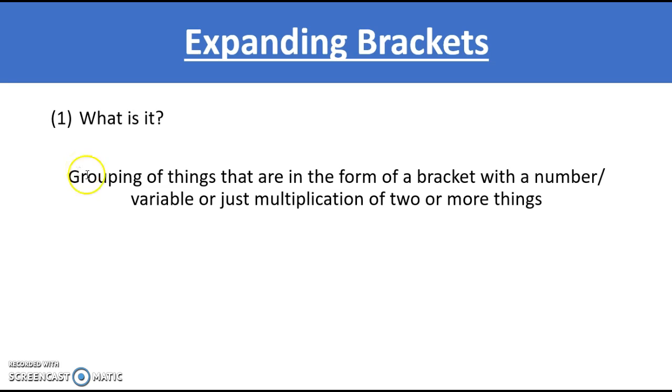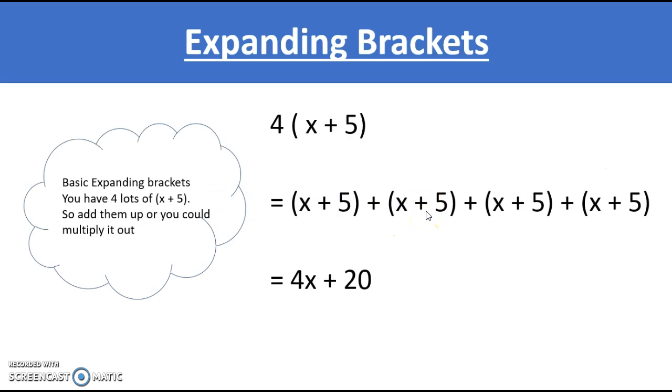I would like to consider it as a grouping of things that are in the form of a bracket with a number or variable, or just a multiplication of 2 or more things. So the very first one is 4(x+5). The simplest way to look at it is to think that there are 4 lots of these guys: 1, 2, 3, 4. And then we try and add them. x, x, x, and x become 4x, and then the 5s become 20. So as I said here, think of it as 4 lots of x plus 5, or you can multiply it out. So 4 times x is 4x, and 4 times 5 is 20.